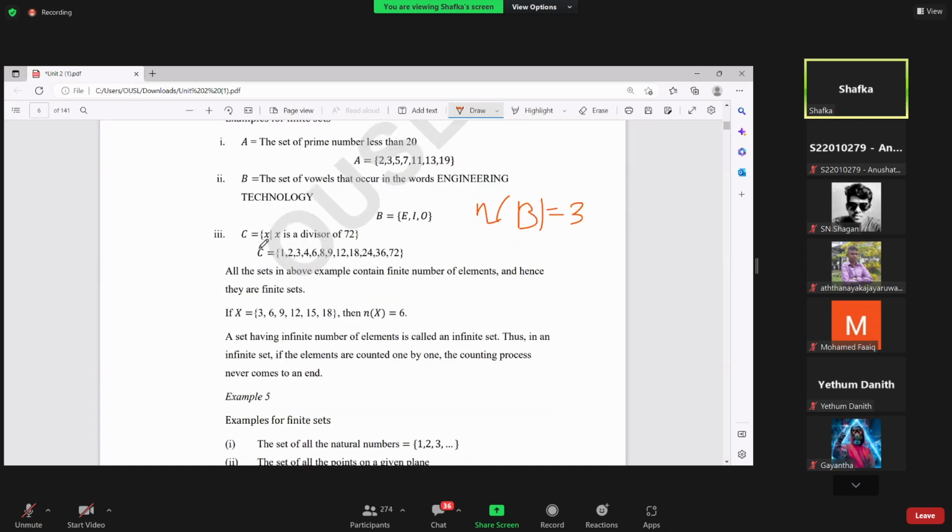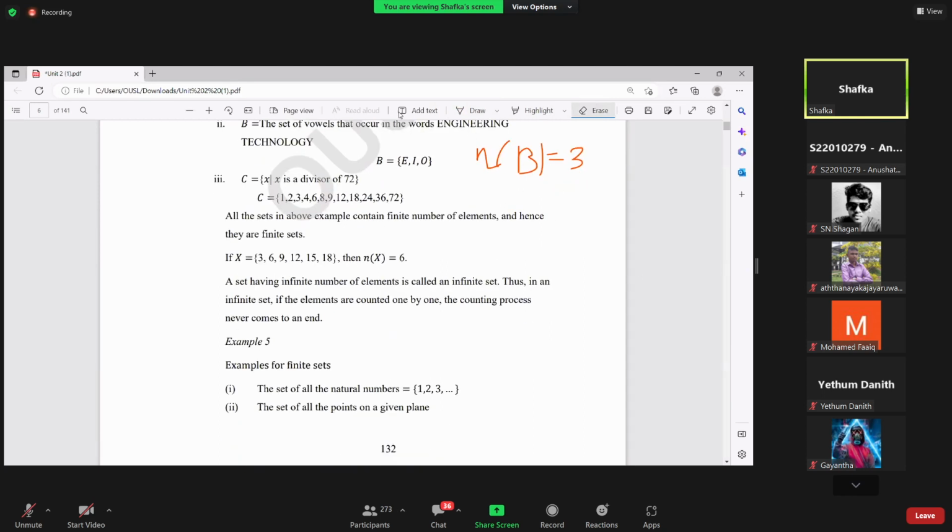Okay? So then C said X is the element, X is the divisor of 72. So you have to list down all the divisors of 72. If you missed at least one divisor, then that is not correct. Okay?